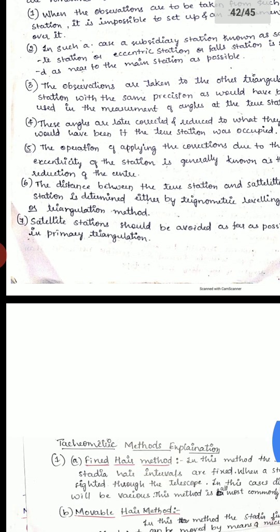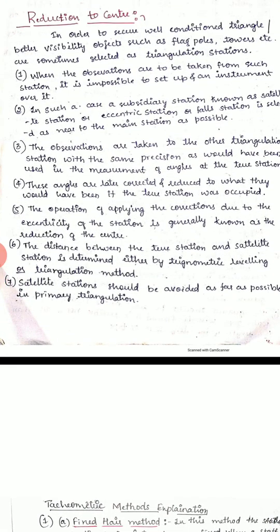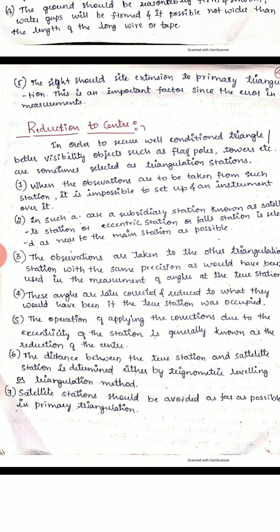Satellite stations should be avoided as far as possible in primary triangulation system. The distance between the main station and a satellite station is determined either by trigonometric leveling or by the triangulation method. The operation of applying corrections due to eccentricity of the station is generally known as reduction to center.